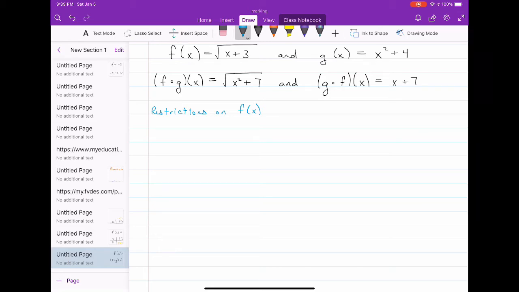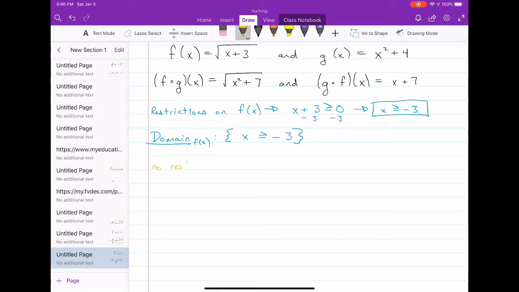which is the square root of x plus 3. And the main thing is that anytime you're taking a square root, whatever's underneath the root sign needs to be greater than or equal to 0. So x plus 3 is greater than or equal to 0. Subtract 3 from both sides, and we get the domain of f of x is x greater than or equal to -3.